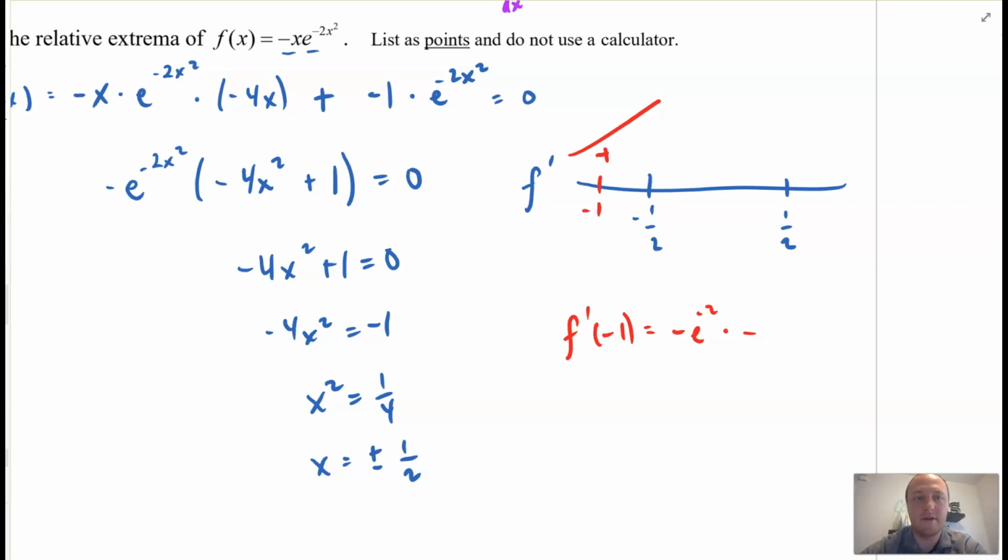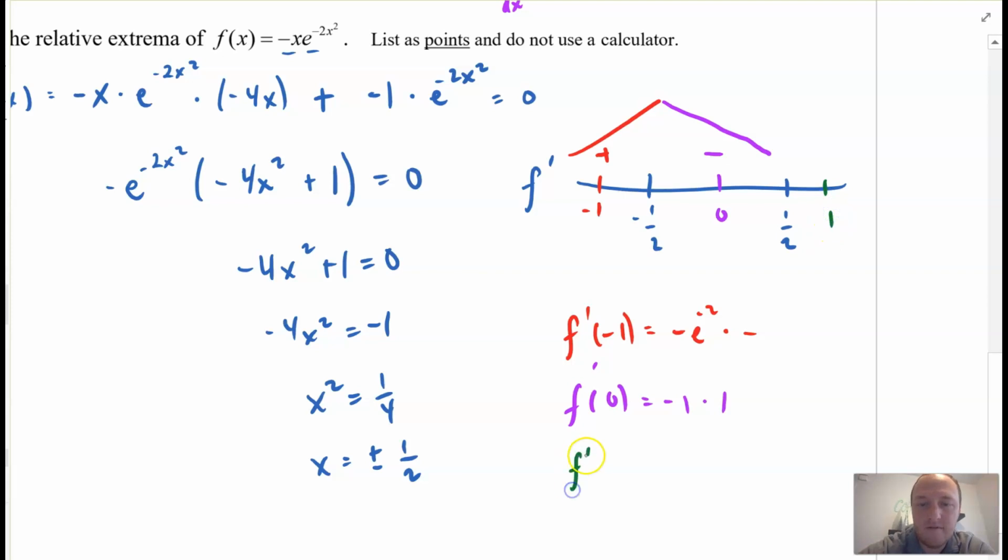Then I'm going to check 0. F prime of 0. I'll plug that in. Okay, and when I plug that in, I get a 1. So 1 times, and then over here I get a negative 1. Negative 1 times, when I plug in 0 for x, I get a positive 1. So this is a negative. Okay, so my function's decreasing there.